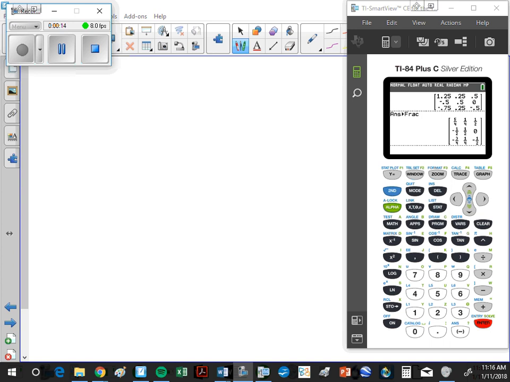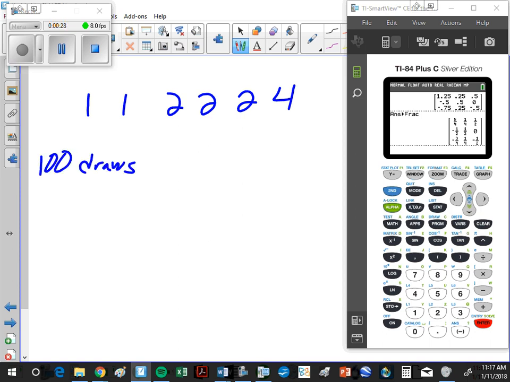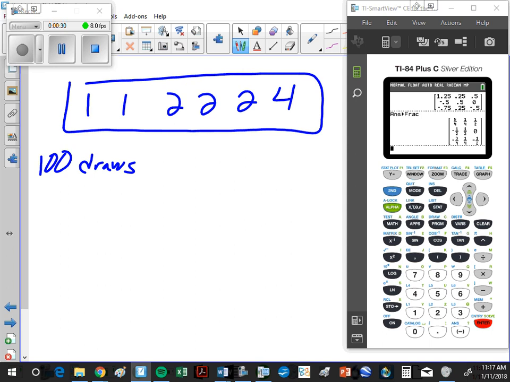Number 1, 100 draws will be made at random with replacement from the box 1 1 2 2 2 4. And we are going to make 100 draws out of this box. So A says the smallest the sum can be is 100. The largest it could be is 400.